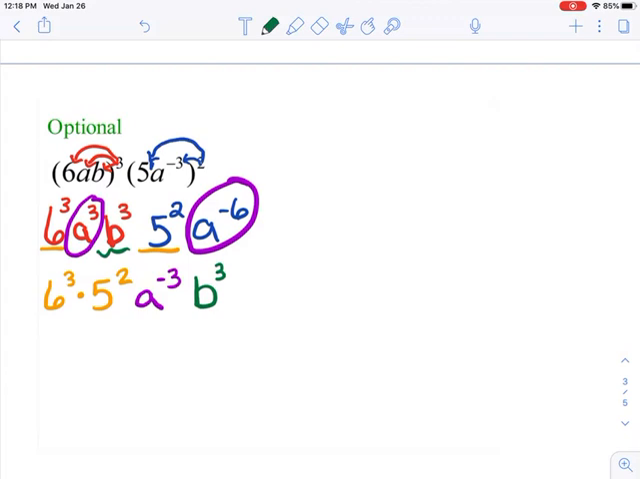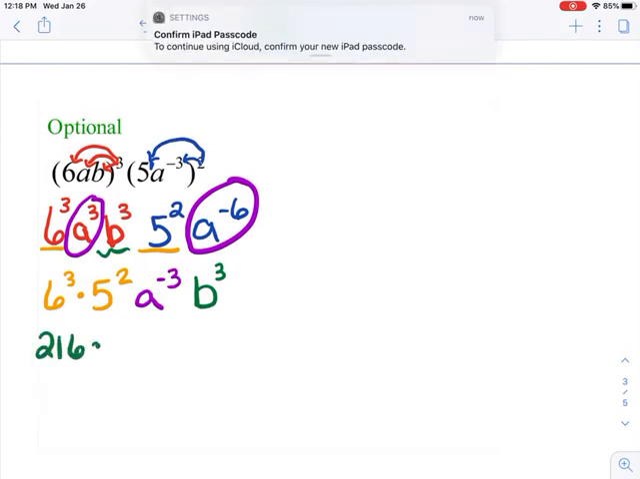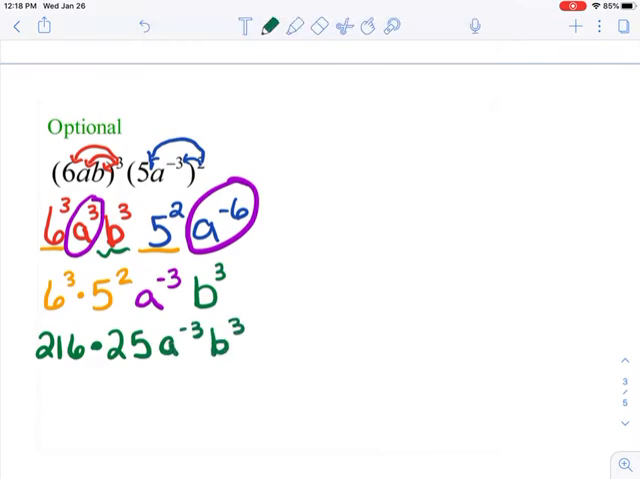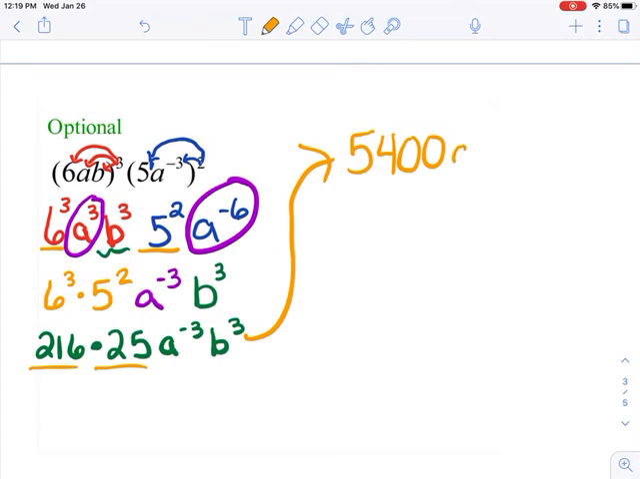6 to the 3rd is going to give me 216. Again, just plug that into your calculator. Times 5 squared is 25. Got a to the negative 3rd, b to the 3rd. Again, I can keep cleaning things up a little bit. I can go ahead and multiply these two numbers together. All right, so I have to take 216 times 25, and I believe that's going to give me 5,400. Hopefully I typed that in correctly. And I still have the a to the negative 3rd, b to the 3rd.